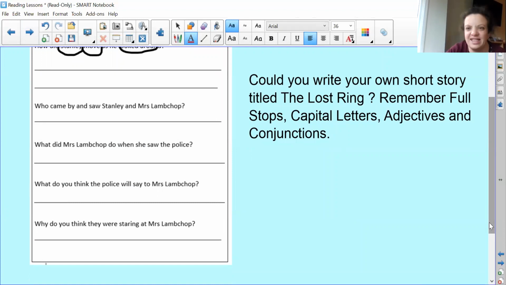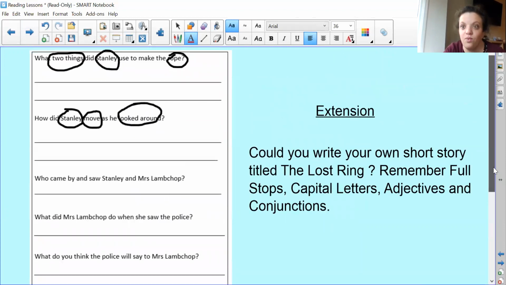Okay, so what do you think they're going to say to her? What are you doing? What are you doing down there? What's going on? They're going to think she's a little bit mad if she's dangling her son down the drain. And they were staring at her because it was quite an odd thing to do. Probably never seen anyone dangling somebody that's flat down between in the grating and down into the drain. Okay, so if you got those answers right, fantastic, well done.